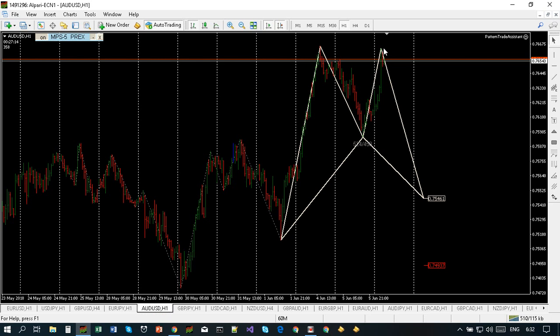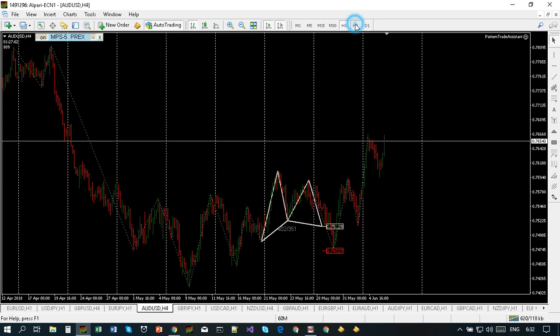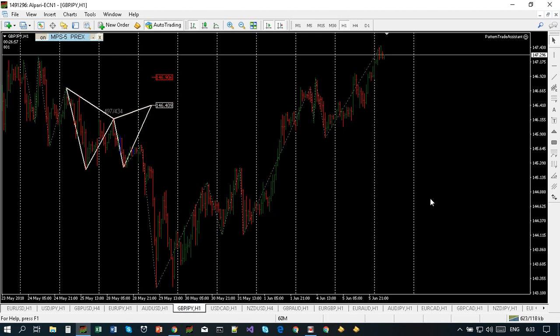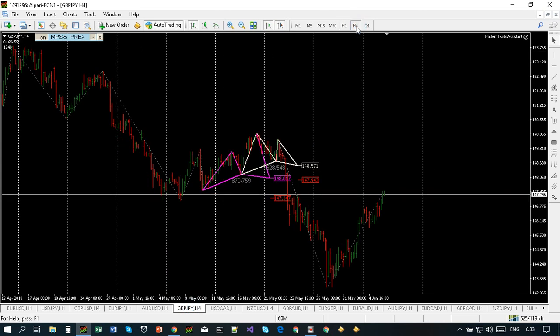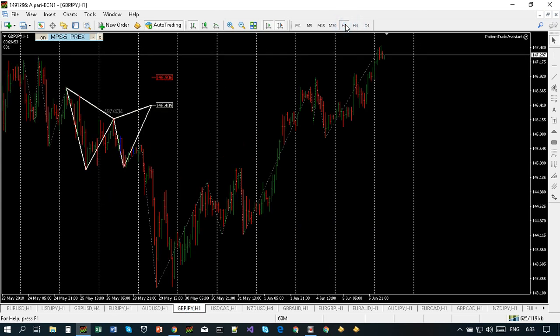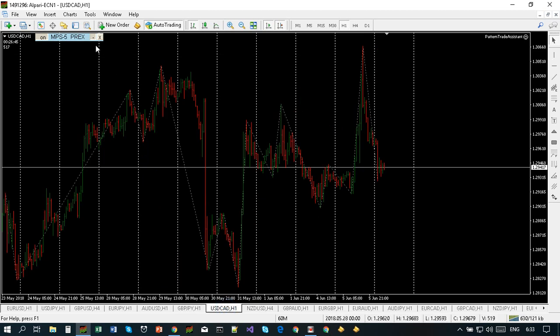Okay, Euro Yen 1 hour, 4 hour, nothing. Aussie dollar, well, a potential unified godly, but it is very far from completion. 75.46. Well, it will take the whole day for it to complete, if ever it is going to complete. Nothing on 4 hour as well. Let's go pound yen, and nothing here. So it is very simple to do analysis: switch between the pairs, and the rest is done by the software.